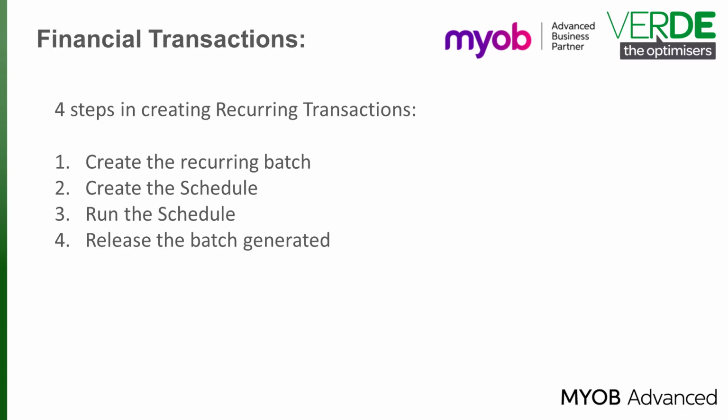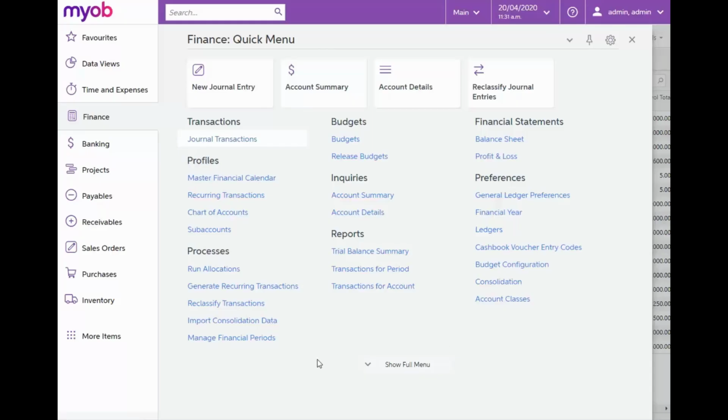There are 4 steps in updating a recurring transaction. Create the recurring batch, create the schedule, run the schedule, and release the batch once the status is balanced. We will now look at a practical example of a recurring batch. Let's say our company has a loan repayment of $1,600 per month, which will continue for 12 months on the 15th of the month. Step 1 is to create the batch.